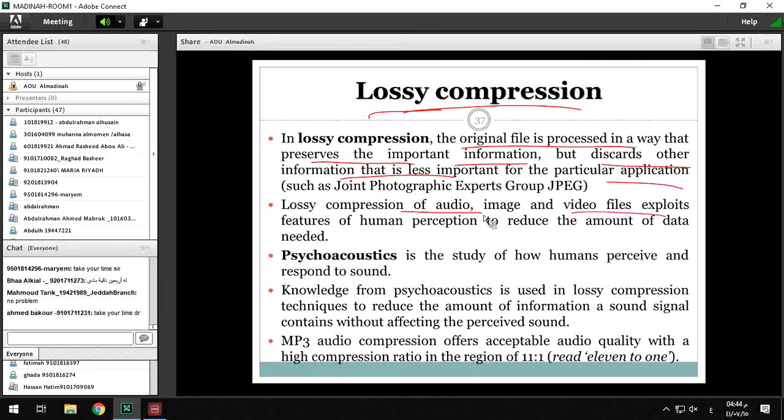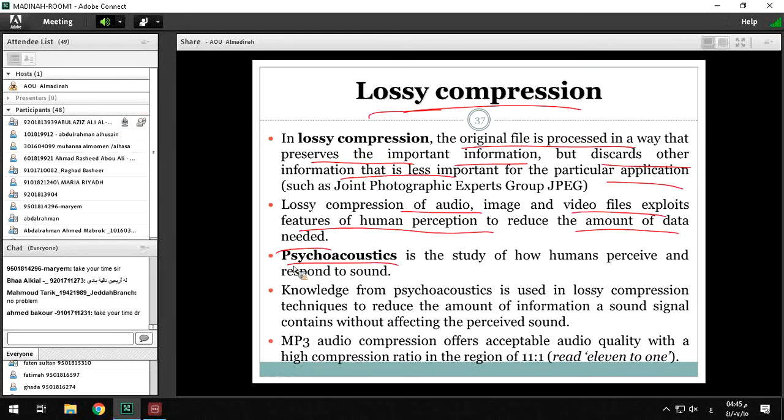Lossy compression of audio, video, and images uses the features of human perception to decide which data to keep and which data to discard. Humans perceive data by seeing it as visual, by listening to it as audio, or by touching it. In computers, we either see images, videos, and photos, or we listen to audio. So the compression technique uses these features of human listening and human vision to make the lossy compression.